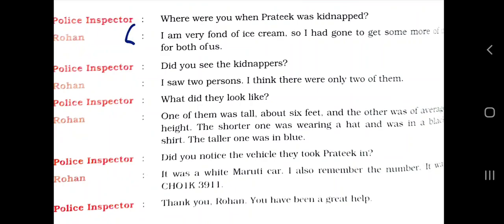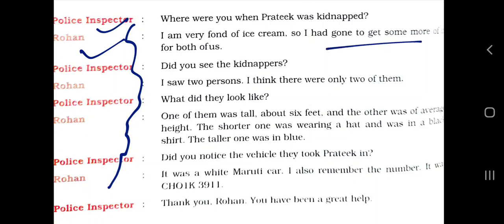Now these are all direct speech. Direct speech means this is the conversation between the police inspector and Rohan, right? Where were you when Pratik was kidnapped? I am very fond of ice cream, so I had gone to get some ice cream. ये सारा अगर इसको मैं बोल दूँ तो इसको replied करके ये inverted comma में हो जाएगा, लेकिन यहाँ पर ऐसे करके दिया हुआ है. This is the direct conversation. दोनों के बीच में question conversation हो रहा है. रोहन के साथ इंटरोगेशन हो रहा है. पुलिस उससे investigate करने के लिए questions पूछ रही है.